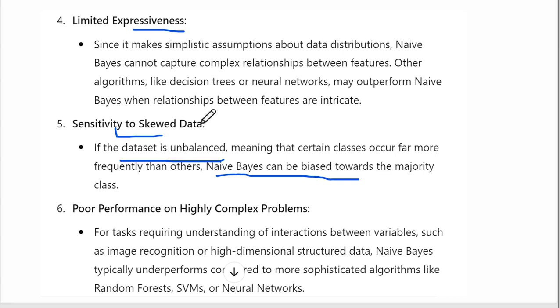That is skewed data. If you have a larger number of records of a particular class, obviously there is more chance that the given test instance belongs to that class only, and it has poor performance on highly complex problems. So these are some of the advantages and drawbacks of the naive Bayes algorithm.